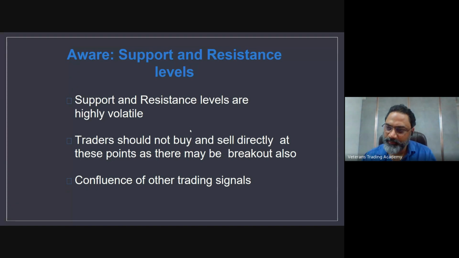In case you are initiating a buy or sell, it has to be in confluence with other trading signals. Confluence means, let's suppose we know a stock is at 50 rupees and there's a support. And now we see a bullish engulfing pattern forming at 50 rupees also. So now we can say there are two things, the support and a bullish engulfing pattern, so I can take a chance and go long, because it is supported by two kinds of indicators.